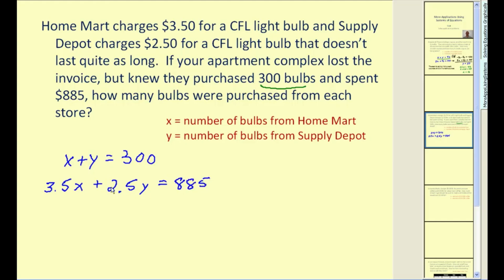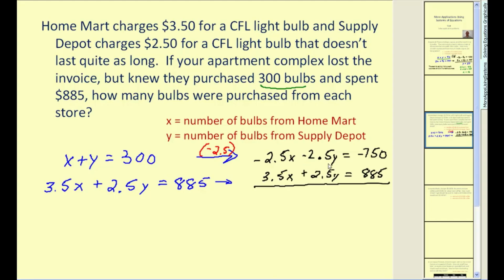Now I'm going to use elimination, and I'm going to eliminate the y terms this time. However, I could also use the method of substitution. So if I want to eliminate the y terms, I'll multiply this first equation by negative 2.5, since this is a positive 2.5y. So the result of multiplying everything by negative 2.5 would be negative 2.5x minus 2.5y equals negative 750. We'll leave the second equation in its original form.